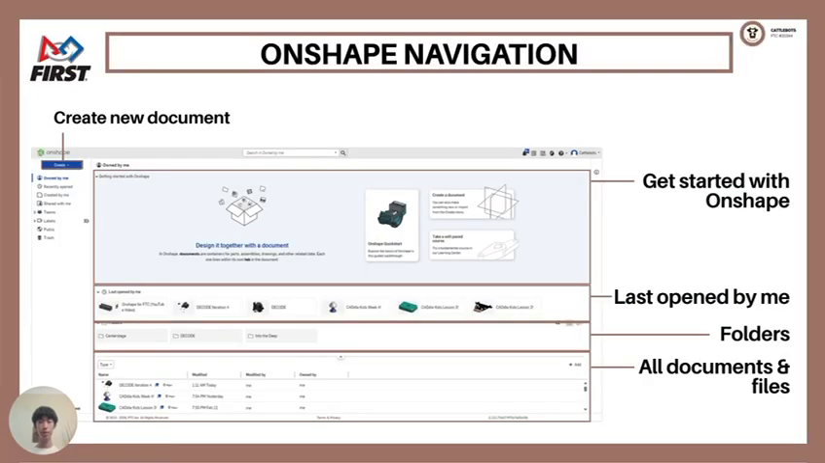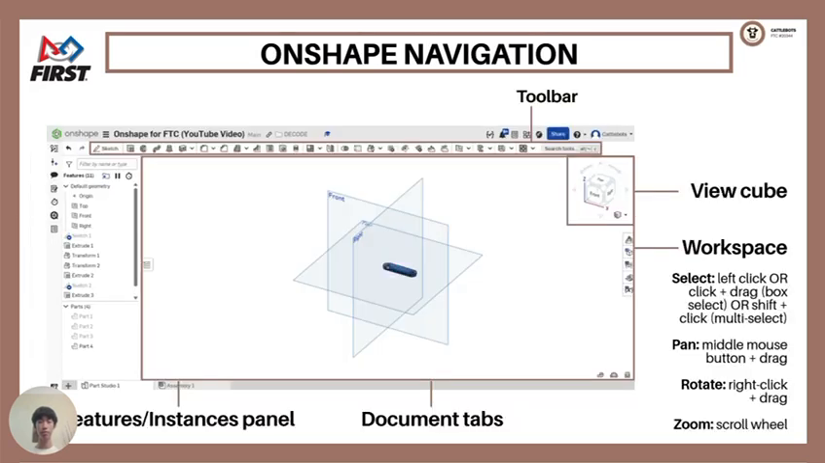Let's start with Onshape navigation. When you log into Onshape, you'll see the documents you've worked on, particularly the most recent ones, folders, and all the documents you have. To create a new document, click Create in the top left, then click Document.